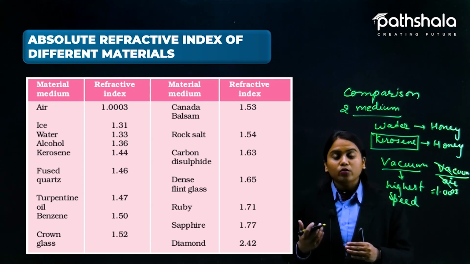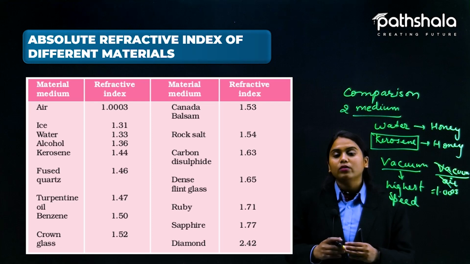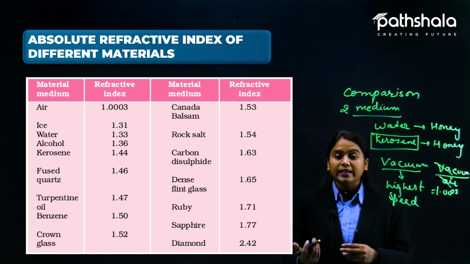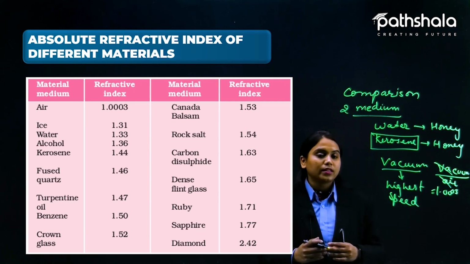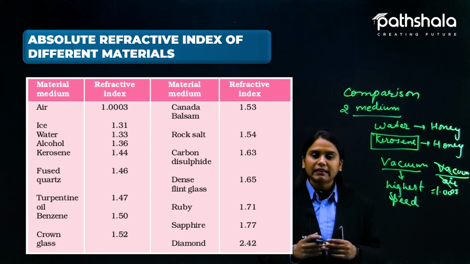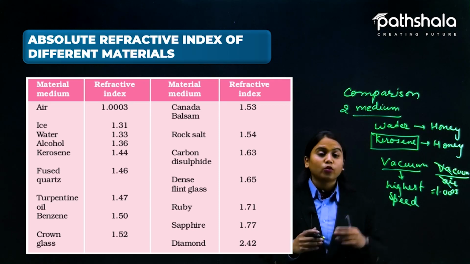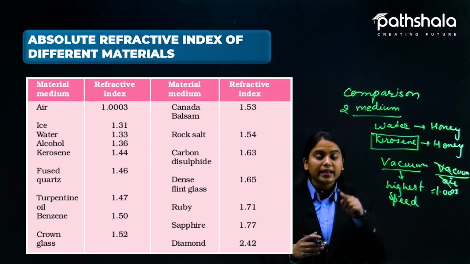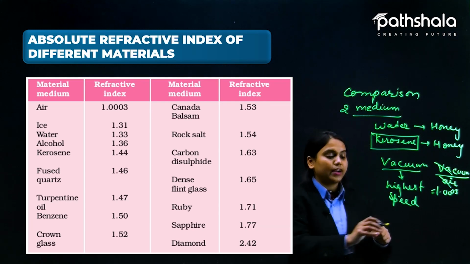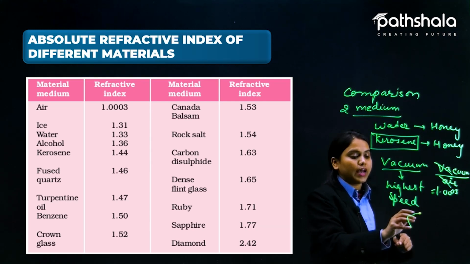Okay, and now the ground glass. You can see in ground glass you are having 1.52. Okay, this is too much. And diamond has the highest refractive index. That is why once the light enters inside the diamond, it is going to refract again and again inside, and reflect again and again inside only. Okay, so that is why diamond is very expensive.